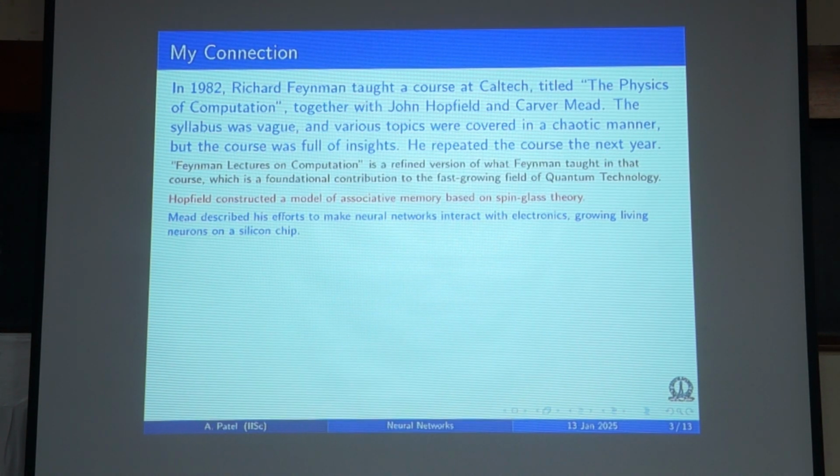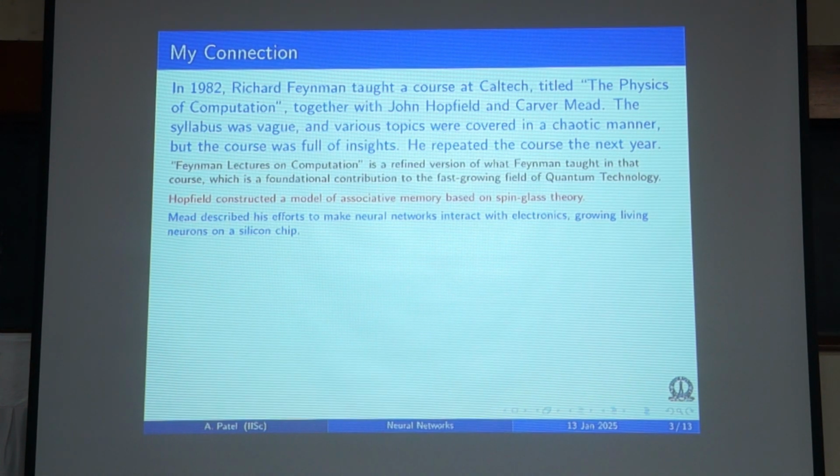Hopfield basically was drafted into this subject. He said many times that he didn't know much about it, but he did put some physics into the biological context and constructed a model of associative memory. It was based on what is called spin glass theory, and I will give you the details of that. And Carver Mead wanted to make neural networks interact with electronics. He basically took some neurons and made them grow on a silicon chip, hoping that some connections would develop, and then he would find out how the whole thing works. It was not very successful.